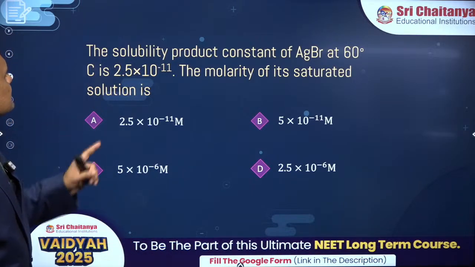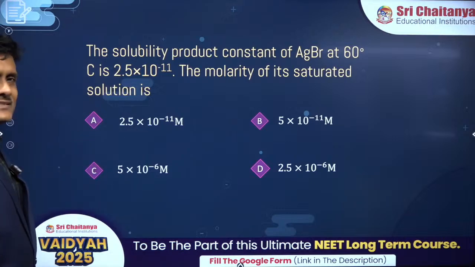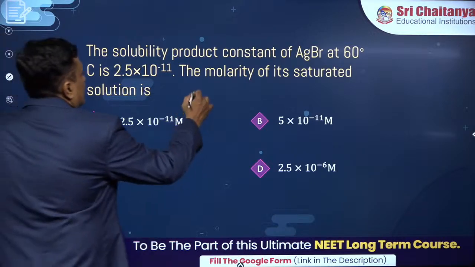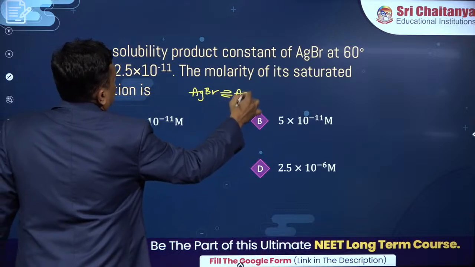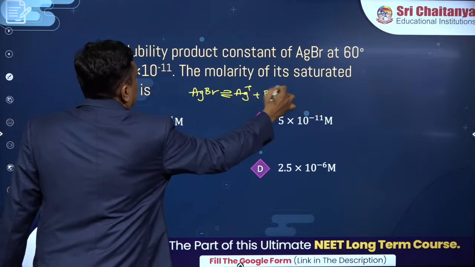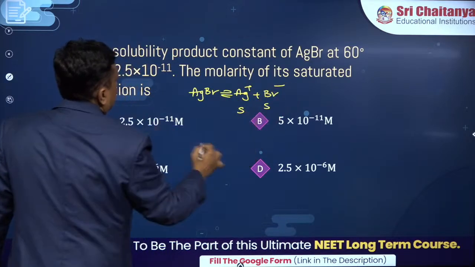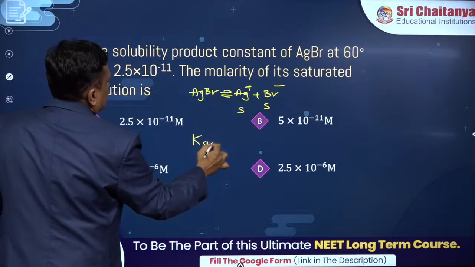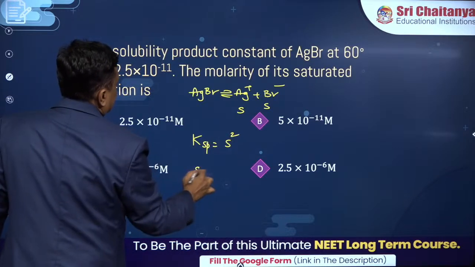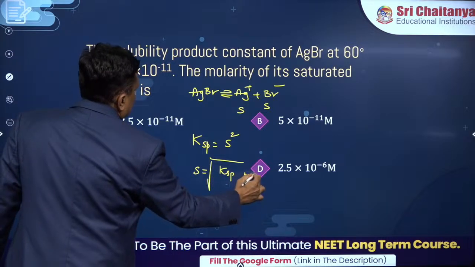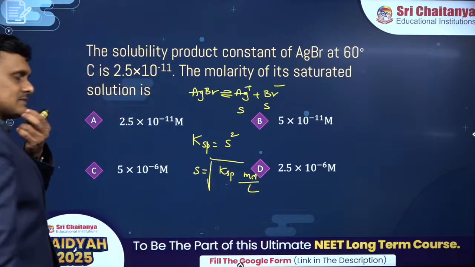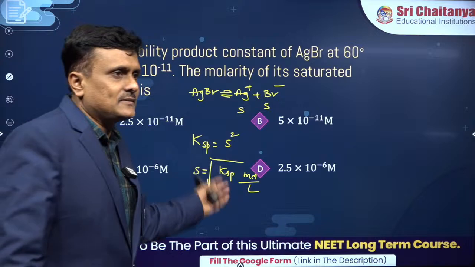Solubility product constant of AgBr is given. Easy question, isn't it, right? AgBr dissociates into one Ag plus and one Br minus. Easy, I am explaining also. Solubility is S, so Ksp is nothing but S square. So S is nothing but your molarity, mole per liter. Don't think something else. What is asked is solubility.